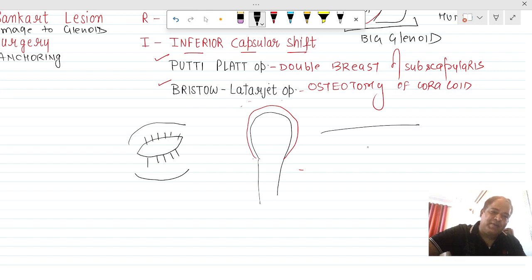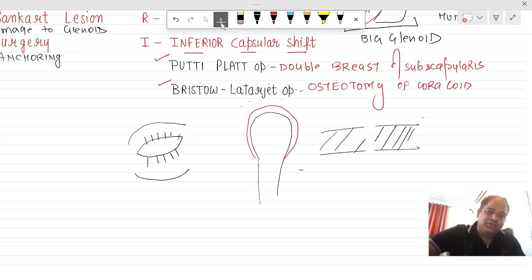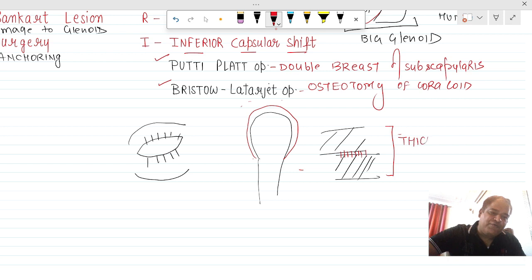Double breasting of the subscapularis. Let's say that's a big muscle which is very, very loose. So what you will do? You'll just cut it midway like this. Fine. Then you'll stretch it up like this and you'll fix it up like this. See, now it has become smaller in size and it has become very thick and strong. Now this will prevent repeat dislocation of shoulder, right?